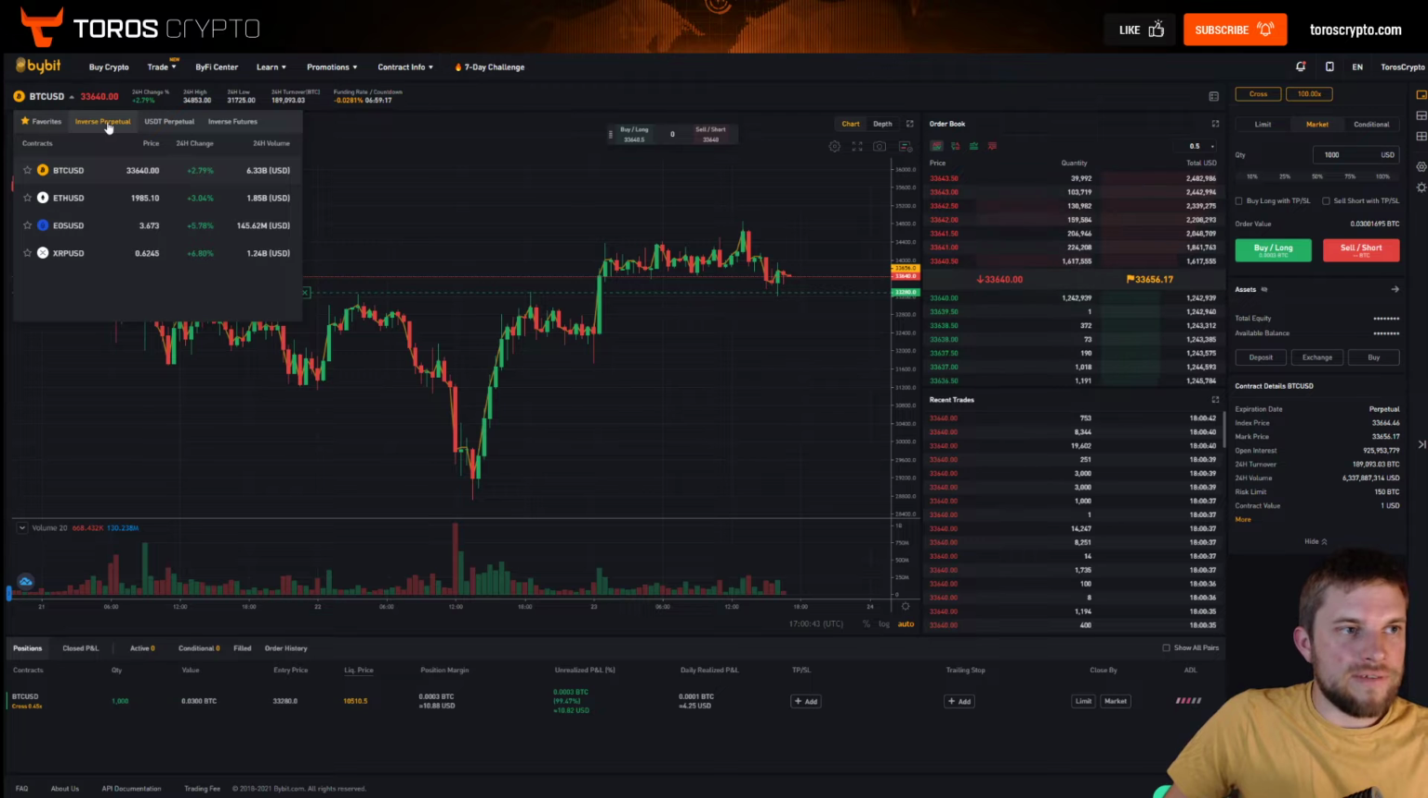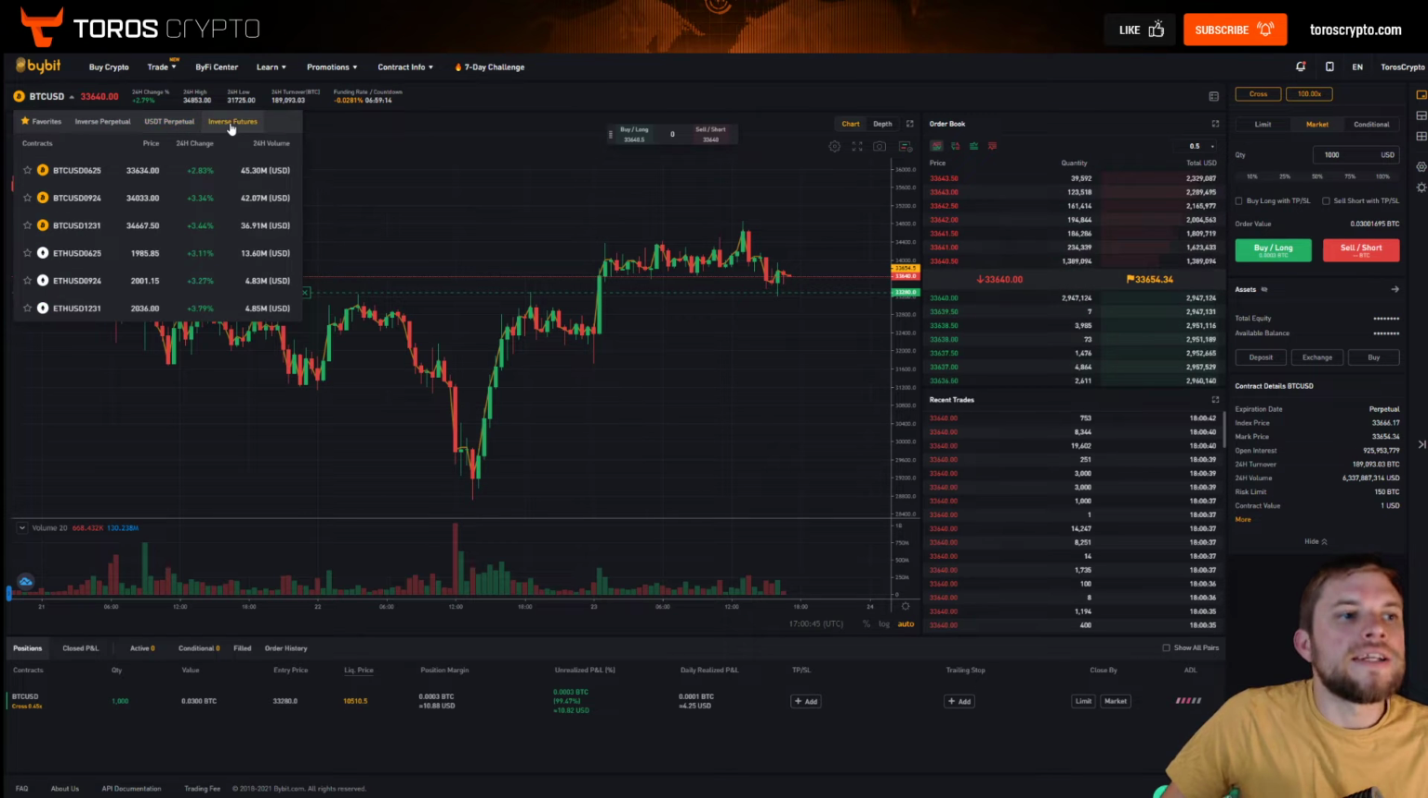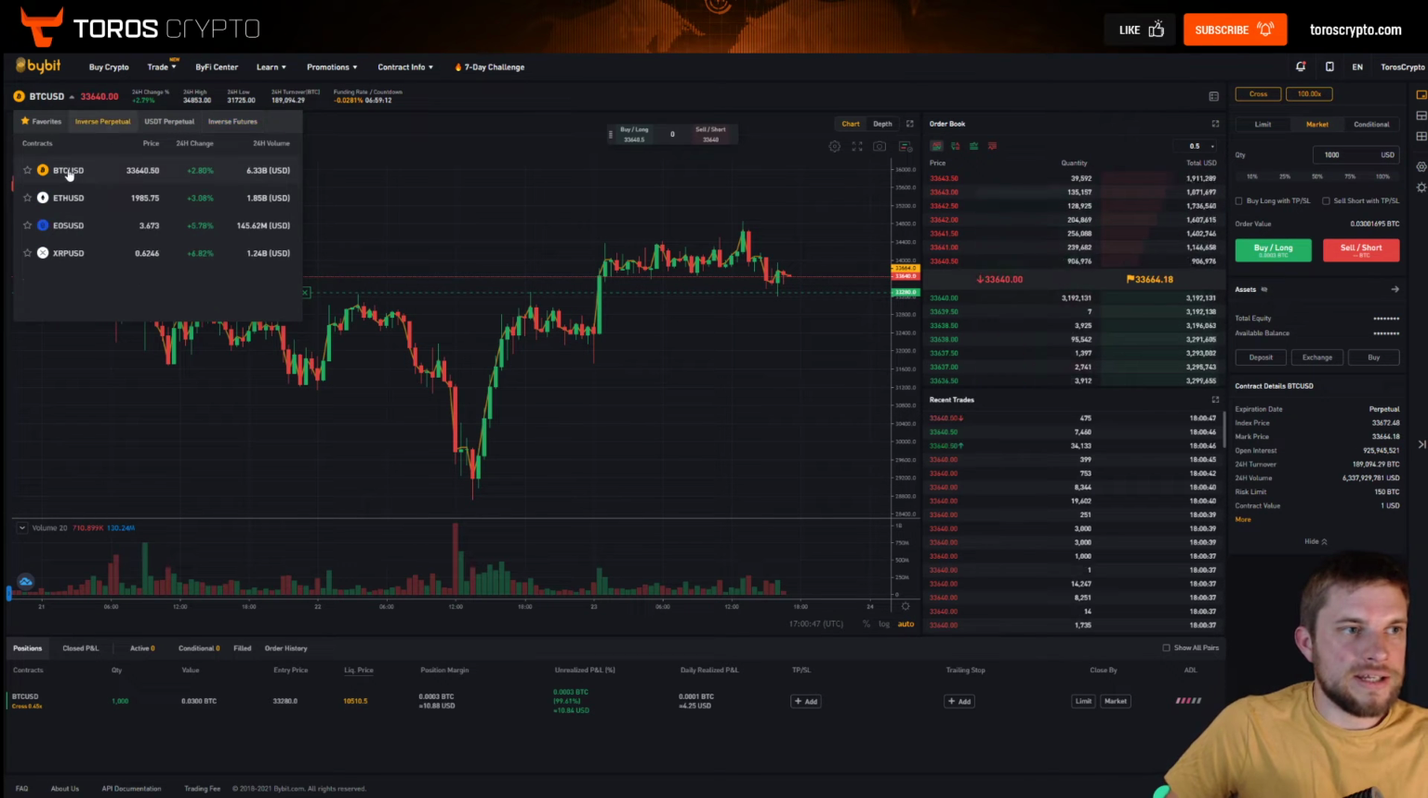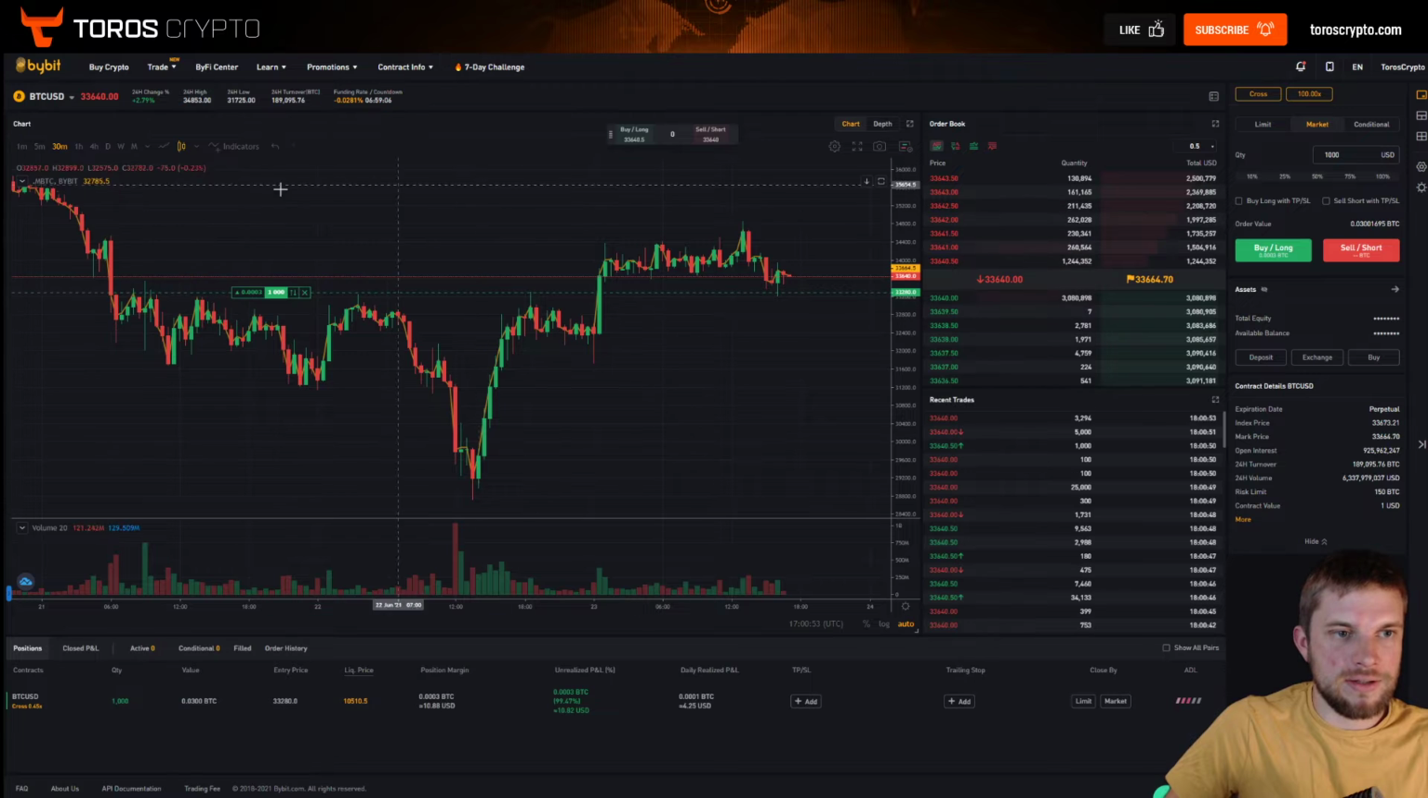So here we have inverse perpetual, USDT, and inverse futures. Let's click here on BTC USD, which is an inverse perpetual contract. This is the screen that you see right here.